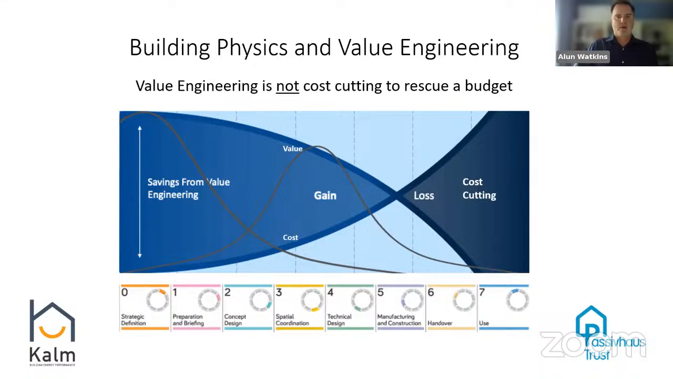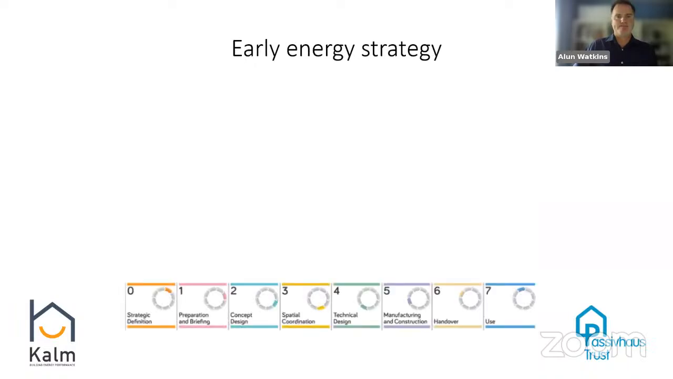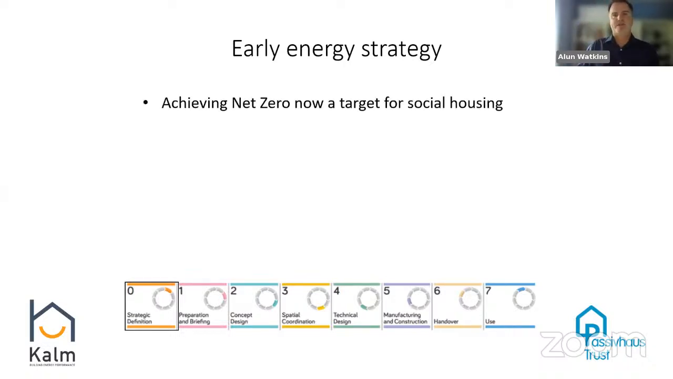So what are we talking about there? How do we do that? The key is right up front at the strategic stage where we're really deciding feasibility and what we're actually going to do. We really need to start thinking about energy then. Achieving net zero is obviously now a target for social housing.